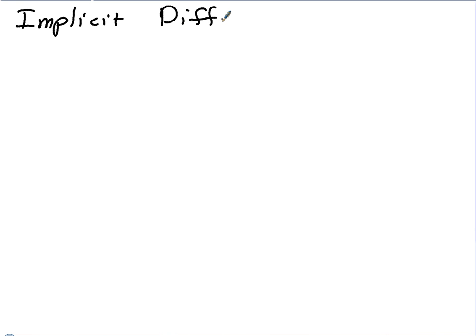This is the topic du jour. Okay, so implicit differentiation. What in the world is that? Well, in order to know what that is, I want you to know that what you've been doing is called explicit differentiation. Explicit differentiation means when you're differentiating for a variable that is isolated.